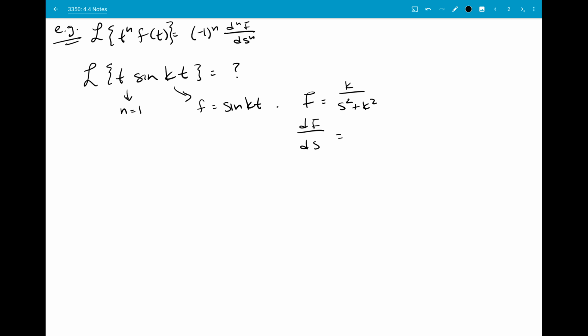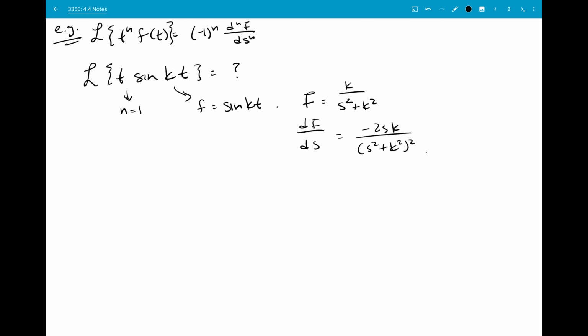dF/ds would just be equal to 1 over s squared plus k squared, squared. And then I would multiply by a minus 1 and a 2s to round out that derivative. All I did was take the derivative of this quantity with respect to s. And that's minus 2ks over the original denominator squared.